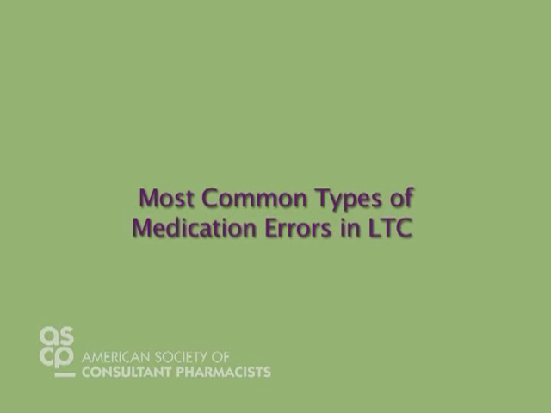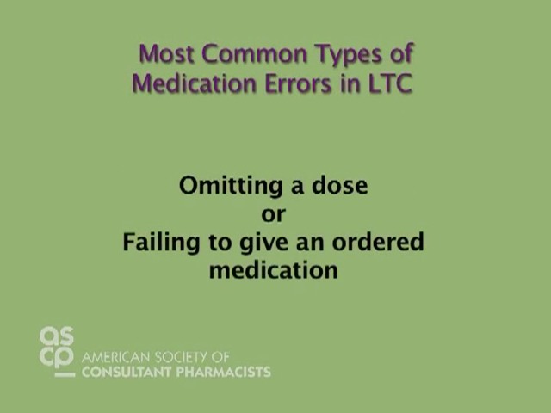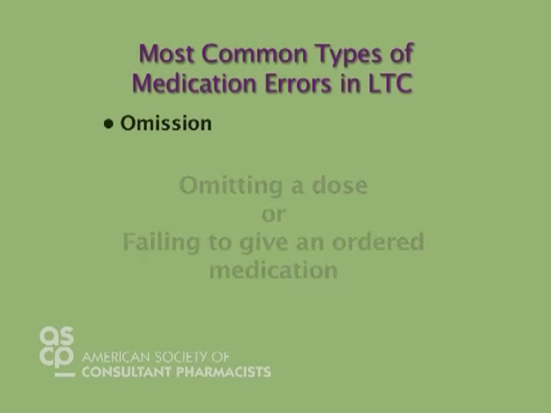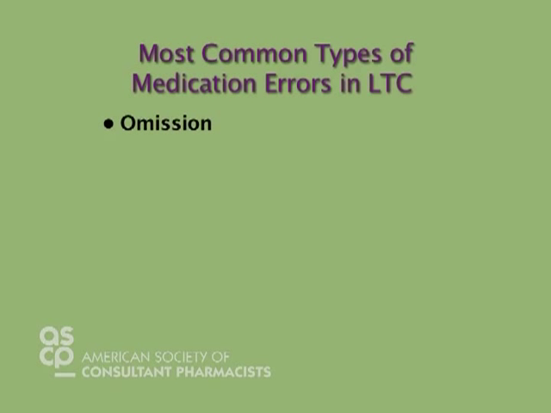According to studies, the most common type of medication error seen in the long-term care setting is omitting a dose or failing to give an ordered medication. Omission can occur when orders are not transcribed or documented properly, when medications are passed quickly without checking that all medications have been administered, or when medications stored in alternative locations are overlooked.